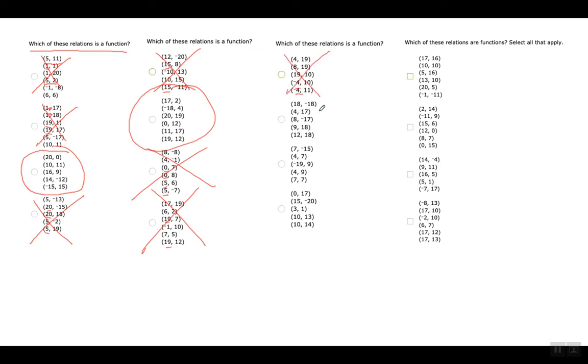Aquí, esta está bien. This is the correct one. Because all the x's only appear once. I mean, they can appear more than once, but they can only have one y value associated with each x, okay? Aquí el 4 tiene dos diferentes valores de y y el 7 también. 4 and 7 both have two different y values associated with it. And this one, the 10. Hopefully you're seeing that these are easy.